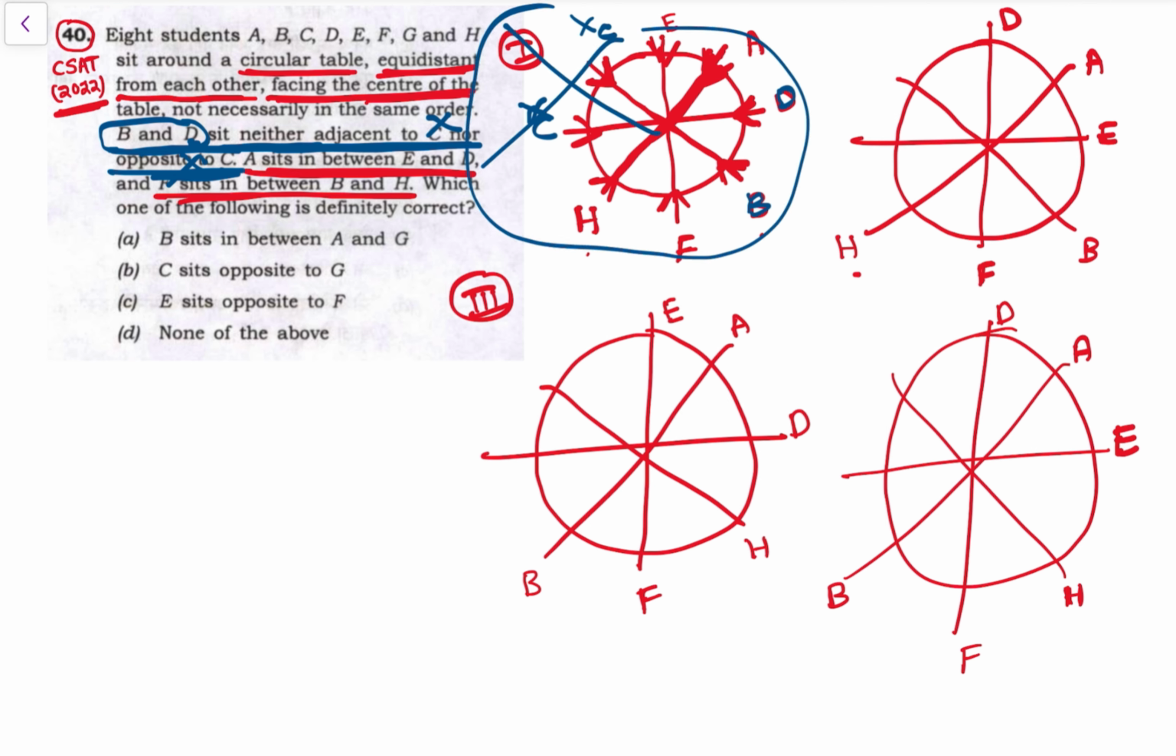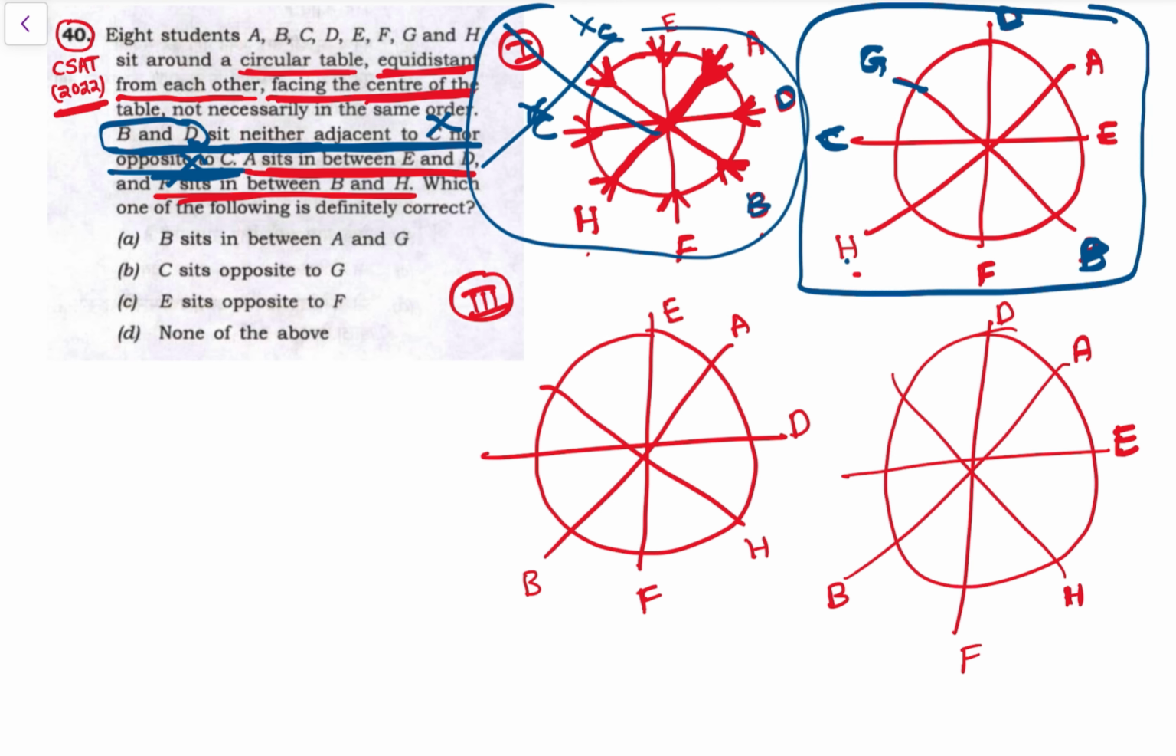Now see, C cannot be here because D cannot be adjacent to C, or opposite, and C can be here for this case. B and D sit neither adjacent to C nor opposite if C is here. So B is here, not adjacent, not opposite, and D is not adjacent nor opposite to C. So that means A, B, C, D, E, F, G. So G would be here in that case. So this is the case we got.